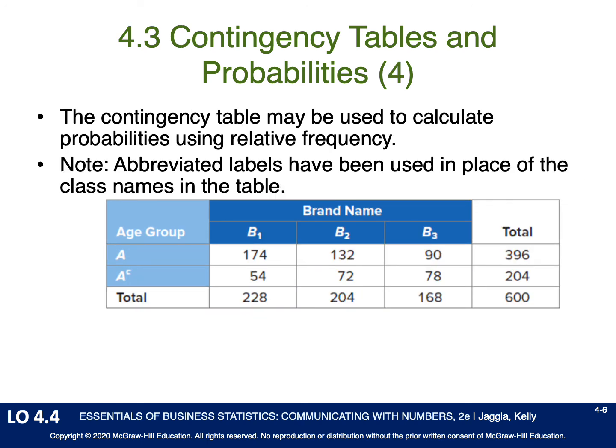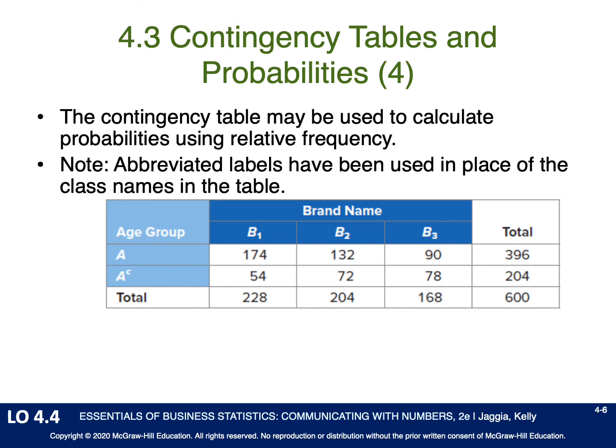Now, in order to calculate the relative frequencies, we want to calculate the total. So we've just added a column and added a row where we've calculated the total. So now we can see that 228 out of 600 consumers purchased Under Armour. We can see that 396 out of 600 consumers were under the age of 35.